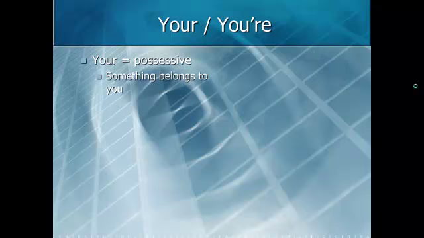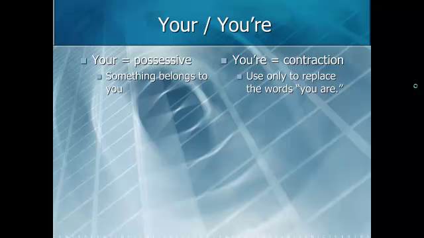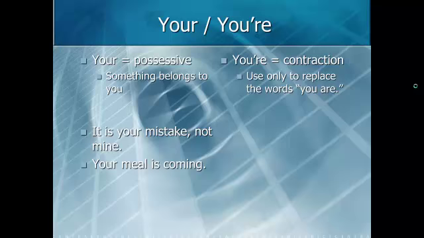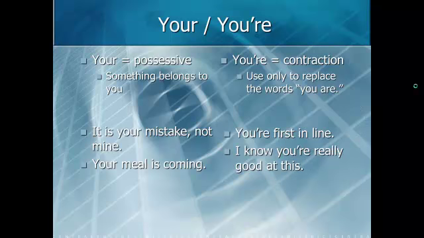You're going to find the same thing here. Your is a possessive word. It means something belongs to you. Your with an apostrophe is a contraction, and it's used only to replace the words you are. So it is your mistake, not mine. That mistake belongs to you. Your meal is coming. The meal that belongs to you is on its way.